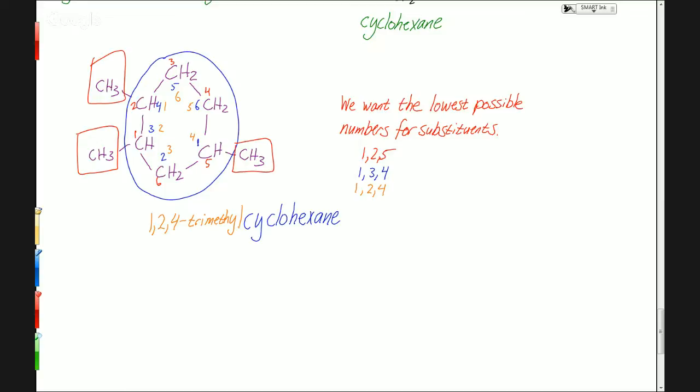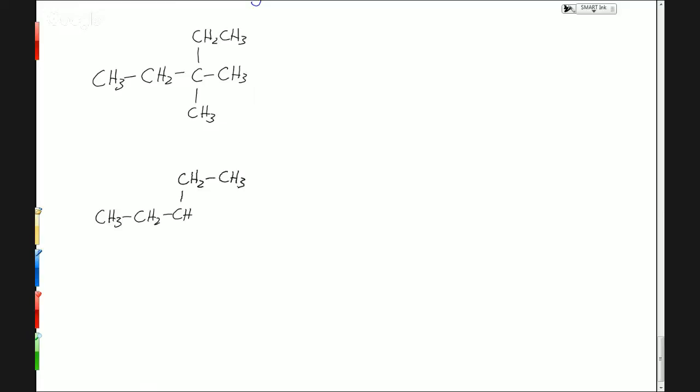All right, let's try a couple more names and then call it a night. All right, so you can come up with some names for those two structures.